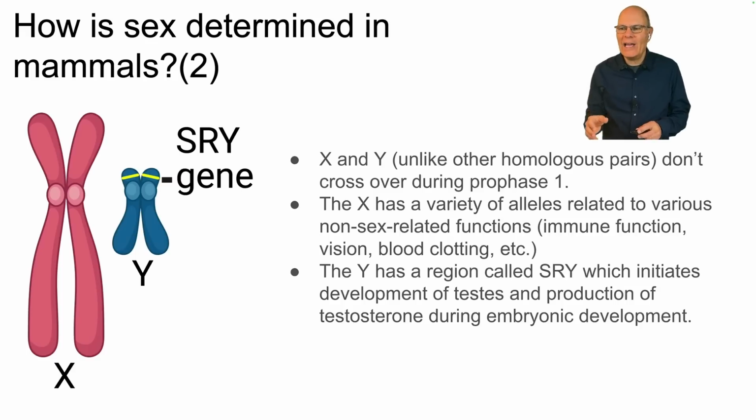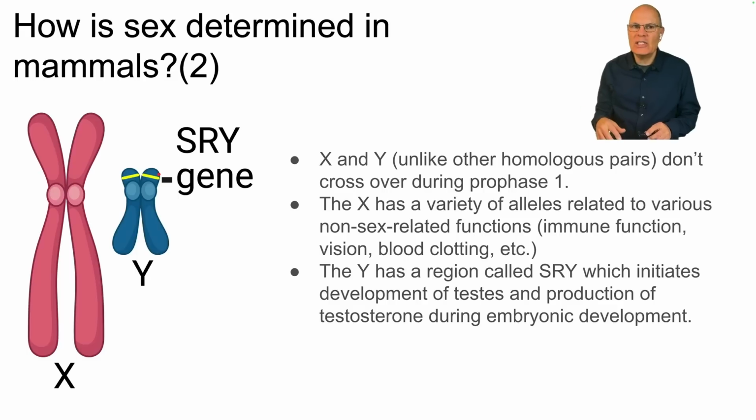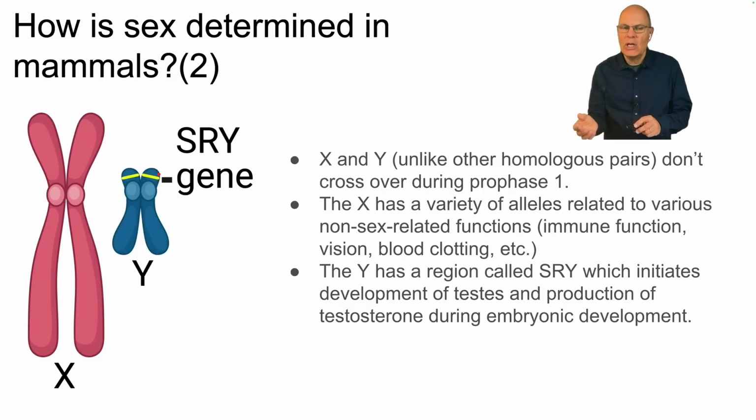The Y has a region that's called SRY. It's indicated by this yellow bar over here. And that initiates the development of the testes during early embryonic development, and later on, production of testosterone, which winds up differentiating the body into its male form.